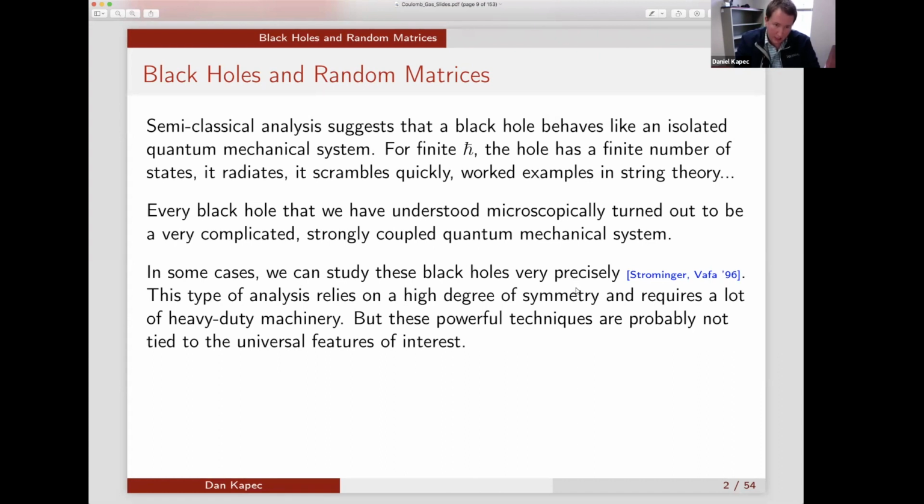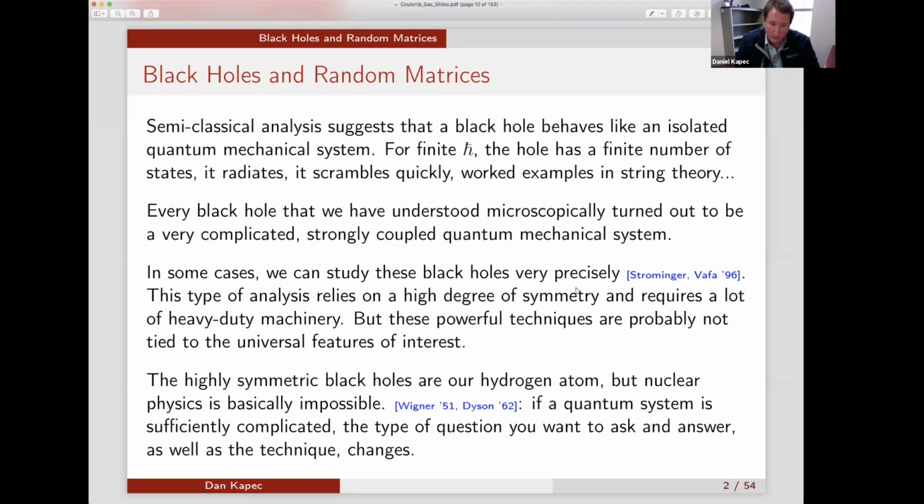Now, in some cases, you can study those black holes very precisely, to an exquisite amount of precision that usually relies on requiring a lot of symmetry and some pretty heavy duty machinery. And you might suspect that those very powerful techniques are not really tied in a fundamental way to the universal features of interest. So, if the highly symmetric black hole is our hydrogen atom, then you have to keep in mind that while the hydrogen atom is solvable, nuclear physics is basically impossible.